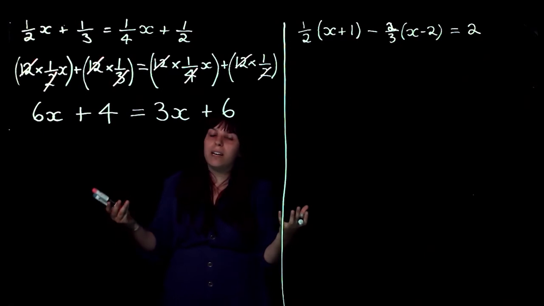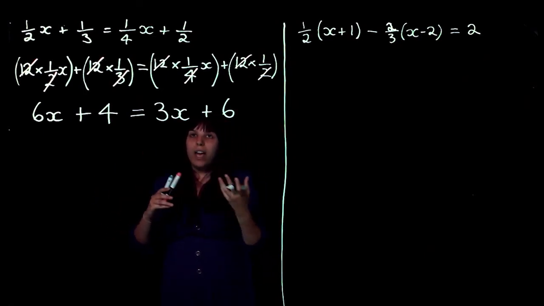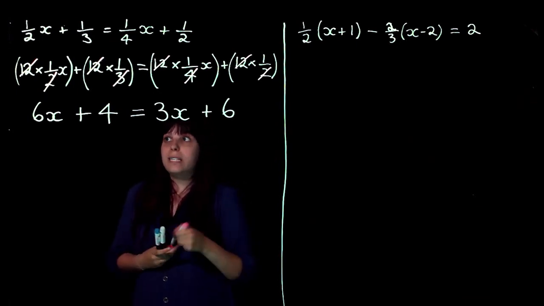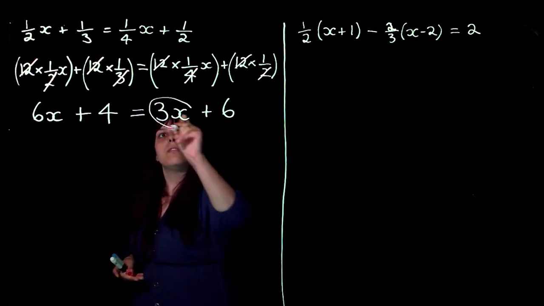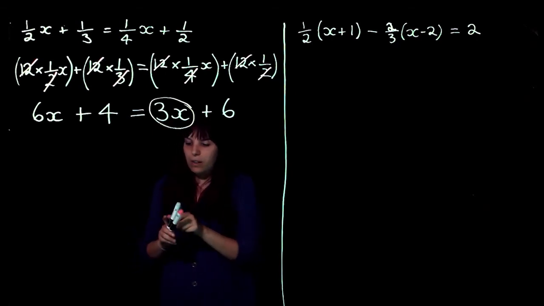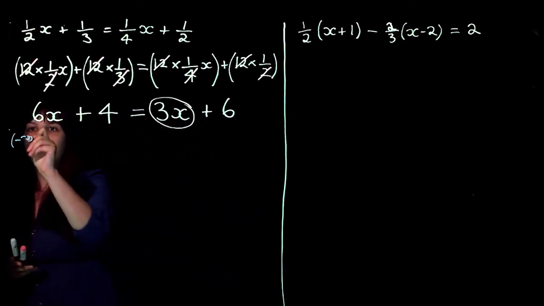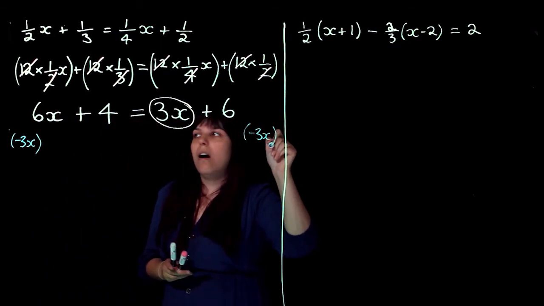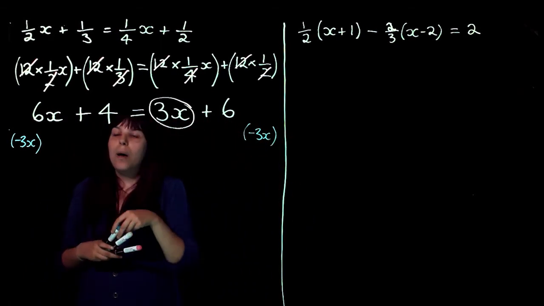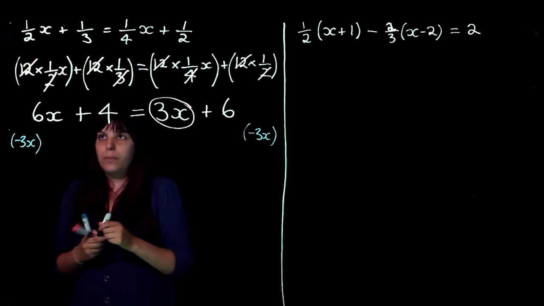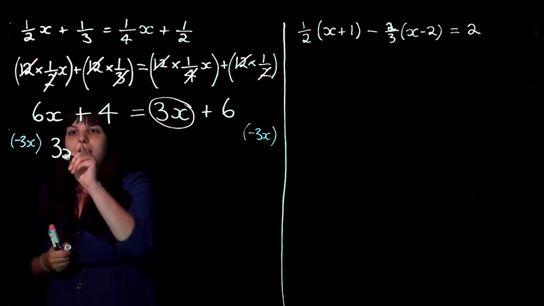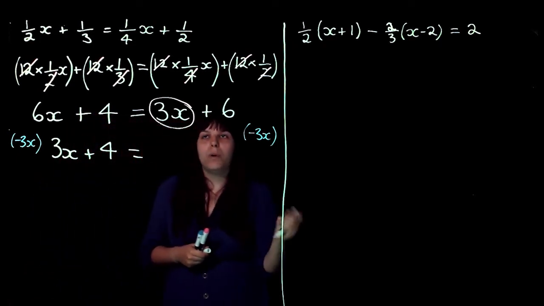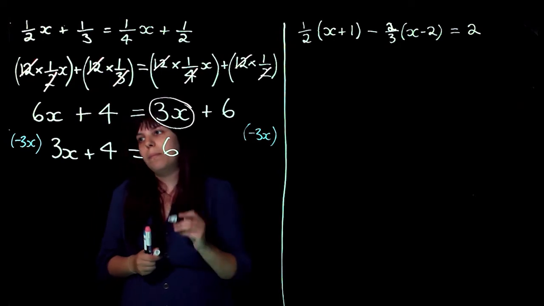So now I'm down to an equation with an x on both sides. So I just find my smallest x. I've got 6x and 3x, so it's going to be 3x, and I get rid of that. So if I subtract that from both sides, because I'm currently adding it, I get 6x plus 4 minus 3x. So I'm left with 3x plus 4. And then 3x plus 6 minus 3x leaves me with 6.